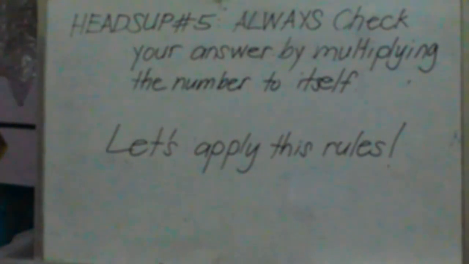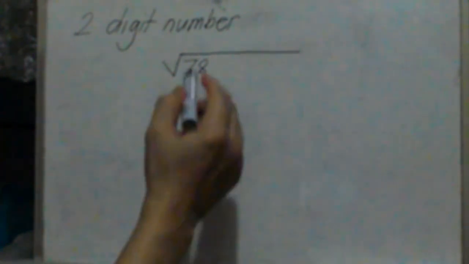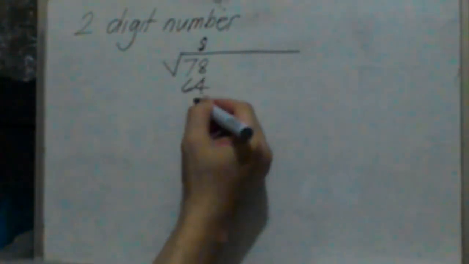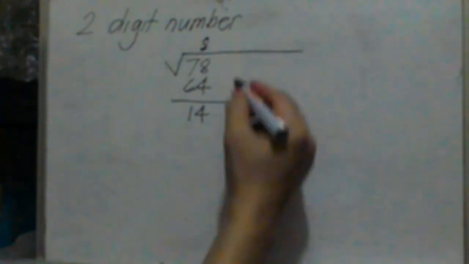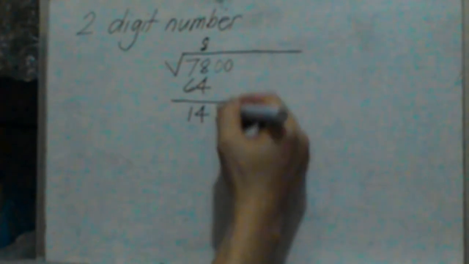So let's have some exercises. Now let us find the square root of 78. Now the nearest perfect root of 78 is 64. That's why we write 8. Because 8 times 8 is 64. Going down gives 14. Now, are we expecting trailing zeros? Yes, we are. So we add zeros, a pair of zeros.